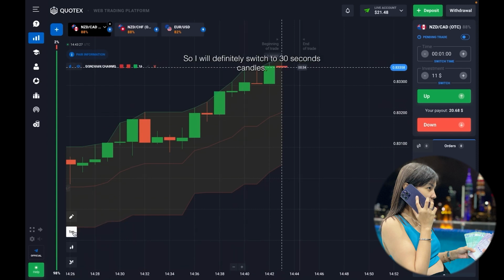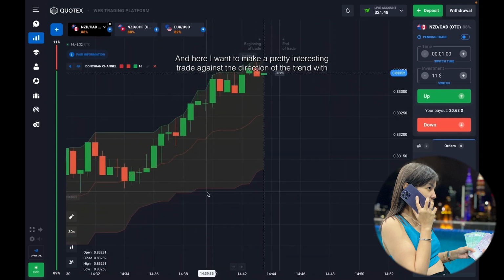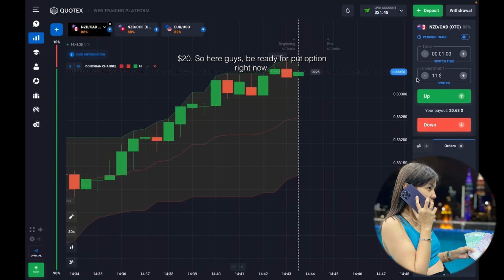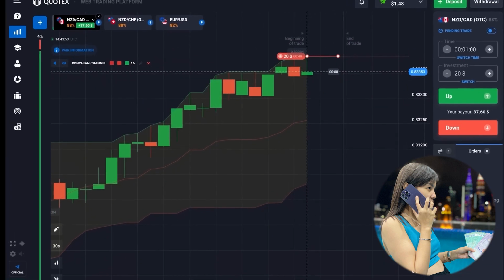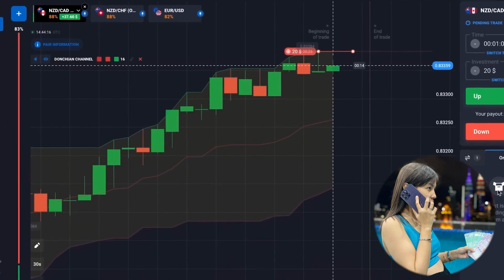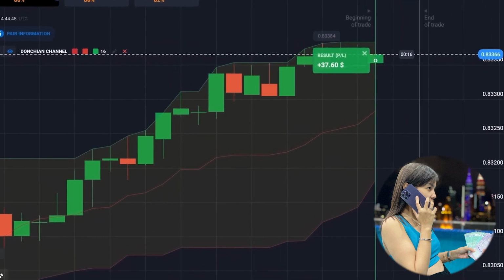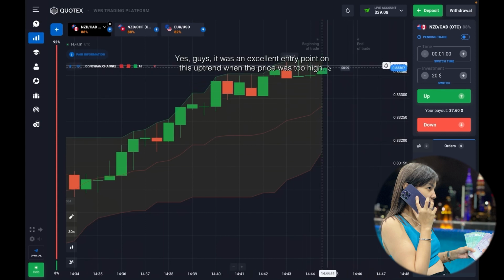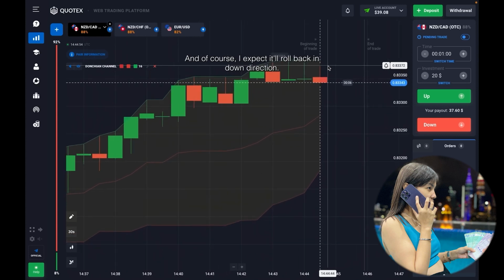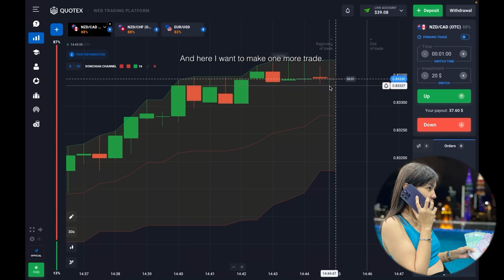I will definitely switch to 30 seconds candles, and here I want to make a pretty interesting trade against the direction of the trend with $20. So guys, be ready for put option right now. And guys, it was an excellent entry point on this uptrend when the price was too high, and of course, I expect it will roll back in down direction. So that's perfect. 30 seconds candles, and here I want to make one more trade.